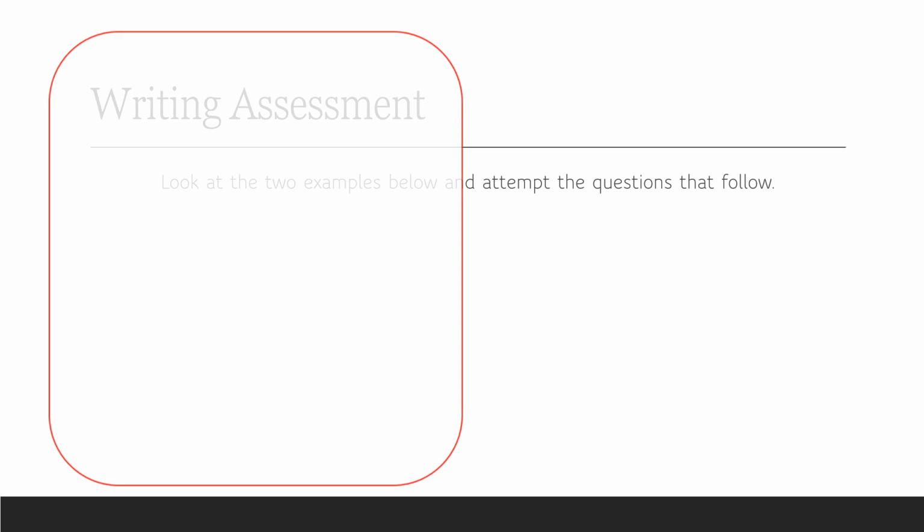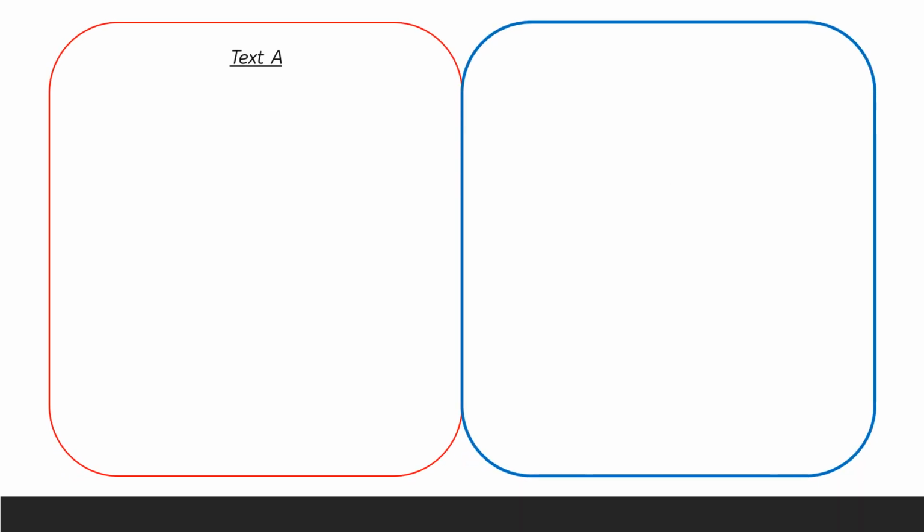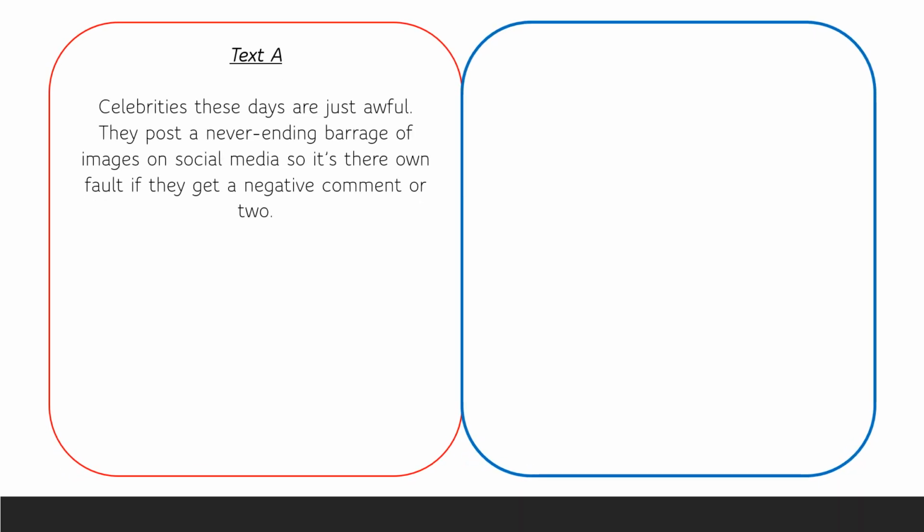So if we look at text A, first of all then, we're going to think about what they're actually trying to say about that same topic. So it says then, "Celebrities these days are just awful. They post a never-ending barrage of images on social media, so it's their own fault if they get a negative comment or two.